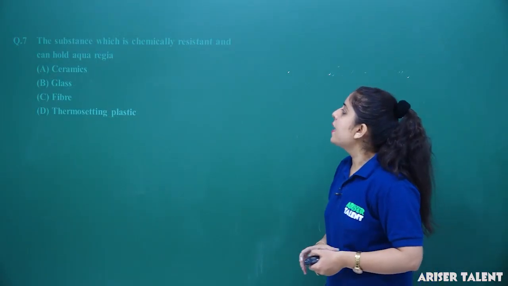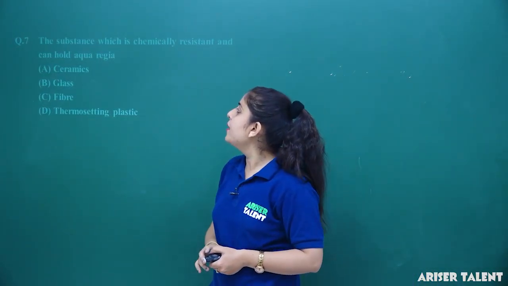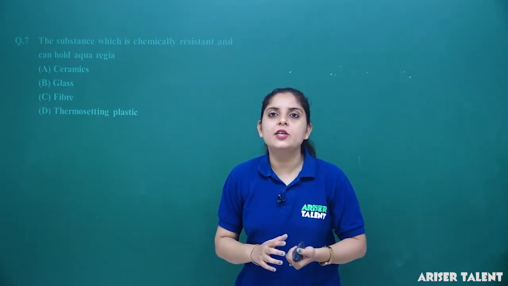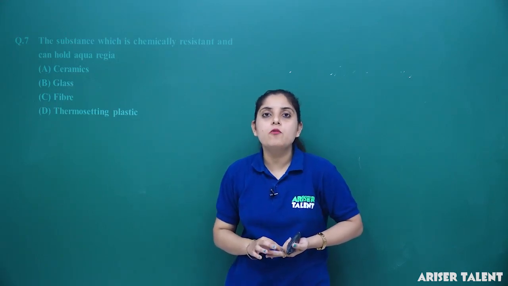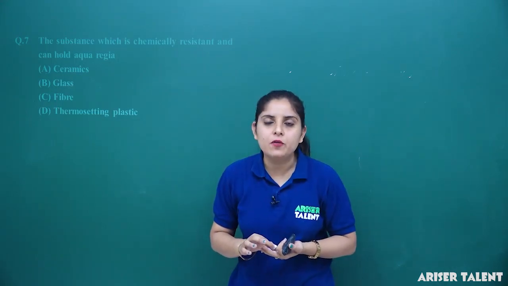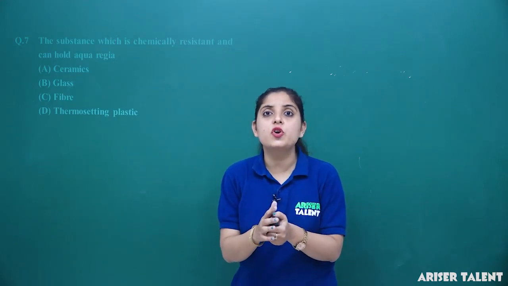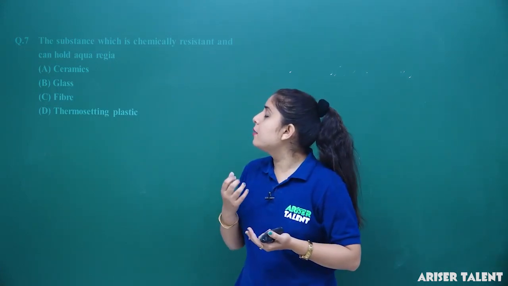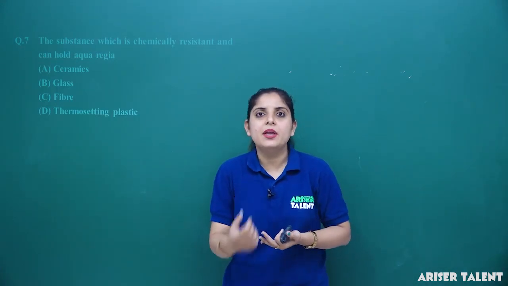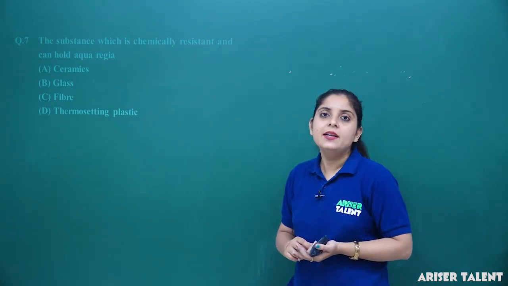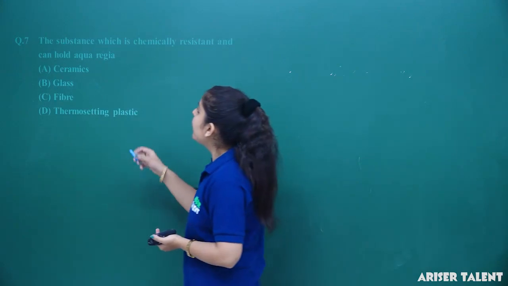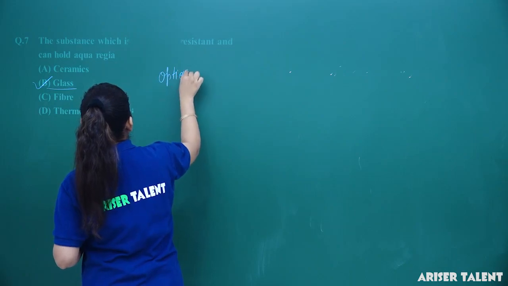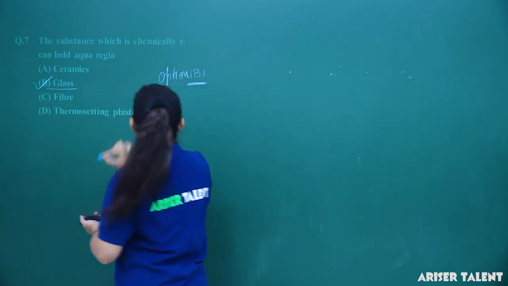The substance which is chemically resistant and can hold aqua regia. So what is aqua regia? Aqua regia is actually a laboratory reagent which consists of 1 part of HCl and 3 parts of HNO3. It means I can say it is a mixture of hydrochloric acid and nitric acid. So the thing which is going to hold aqua regia, it means it is chemically resistant here, will be only glass. In glass you can hold this solution. So we can find here that option number B will be the correct one. So our option number B will be correct in this case.